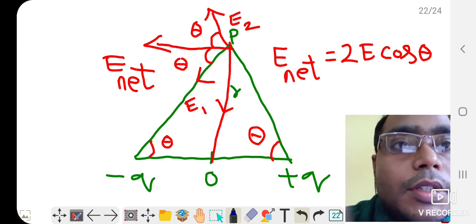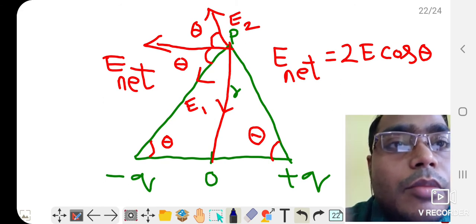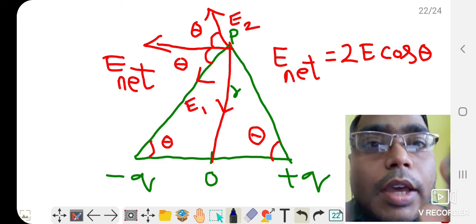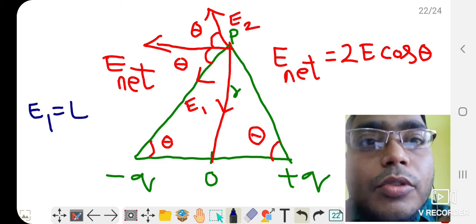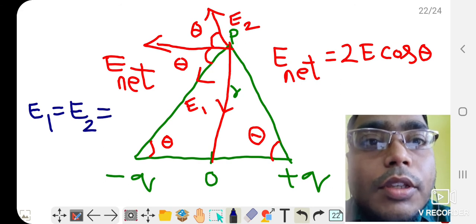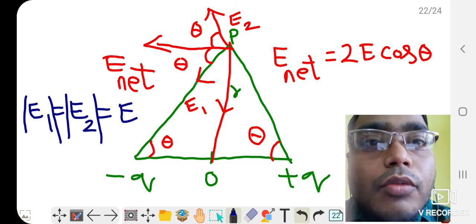Only the horizontal component. So here theta is the angle. Here you can see that the net electric field will be given by 2 times E cos theta. And what is E? E1 is equal to E2 is equal to E, right? The magnitude of the electric field will be the same.